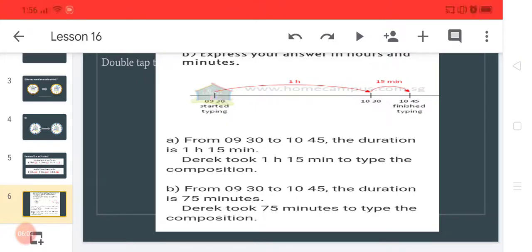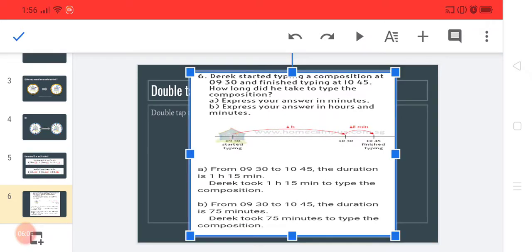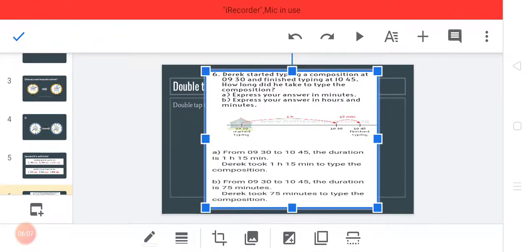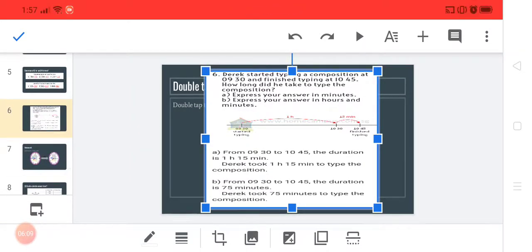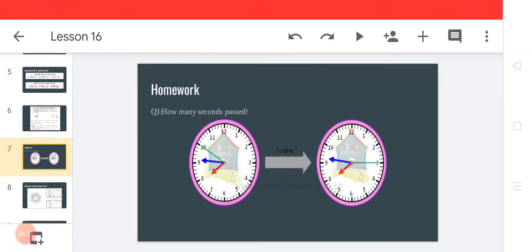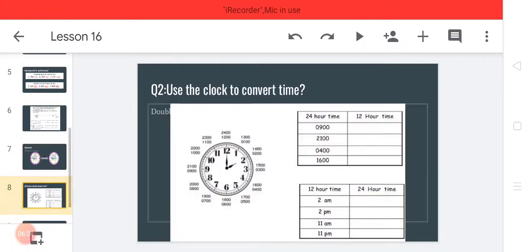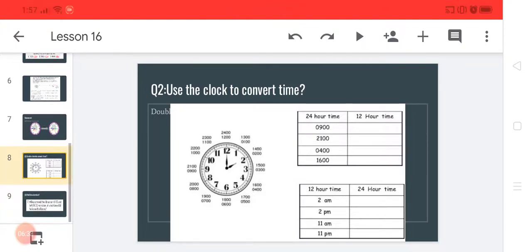I hope you have recalled the concepts that we learned in the previous week about time. Now it is time to give you homework. Today's homework: how many seconds have passed? You can see in the first clock the second hand is at 10, and in the second clock it is at 3. Find out how many seconds have passed. Question number 2: use the clock to convert the time from 12-hour to 24-hour time and 24-hour to 12-hour time. The clock will help you to complete the task.